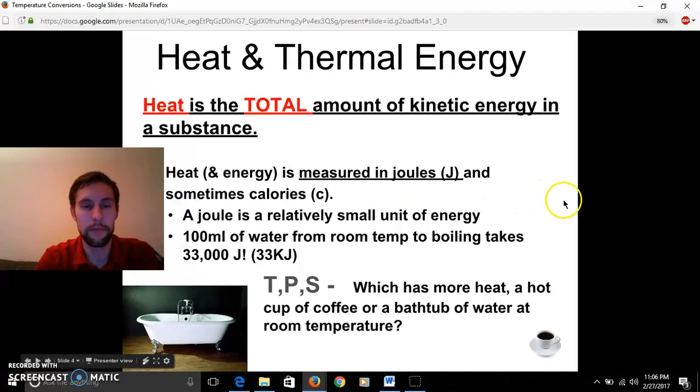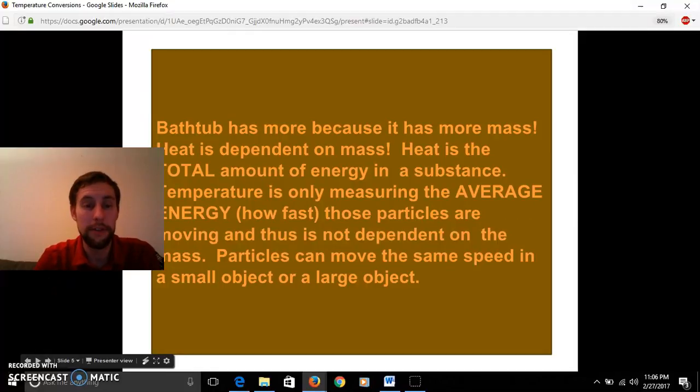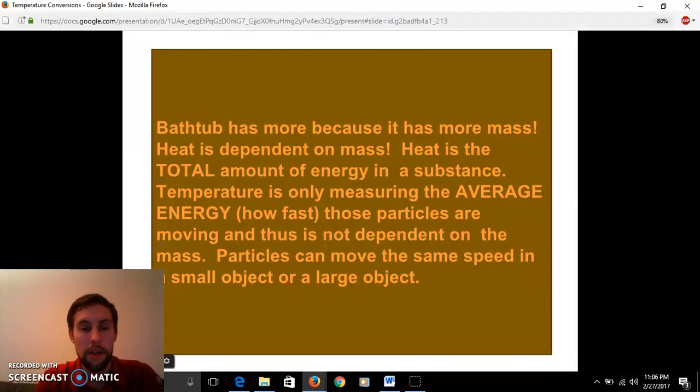Okay, so this next slide. The bathtub has far more energy because it has more mass. Remember, the temperature is the average amount, so on average, that coffee cup's got a way higher temperature. But if we're looking for the total heat, the total energy, even if those particles in the bathtub have a half or a fourth of the energy of the coffee cup, there's so many more particles. When you add them all together, it's going to have a way, way higher amount of energy than it does in that coffee cup. Hopefully that makes sense.